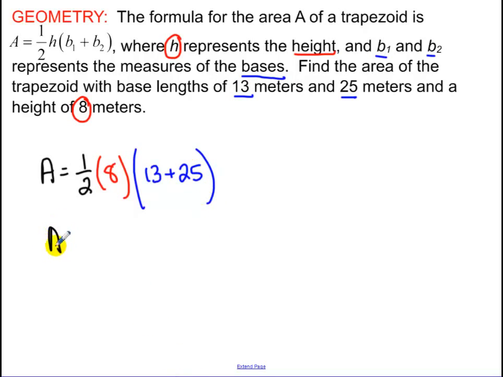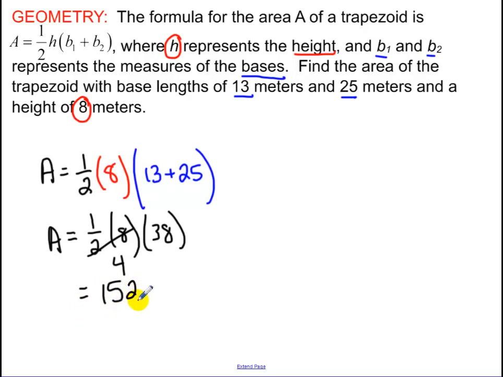Do everything inside your parentheses first. One half times 8, well, that's 4. 4 times 38 is 152. And if I give you units, make sure you give me units back. They give us a unit of meters. Area is a measure of how many square units I can fit in one given area. So our area is 152 meters squared.